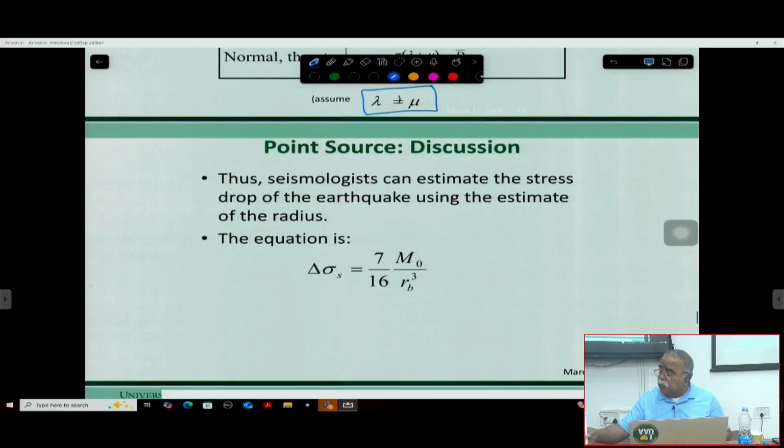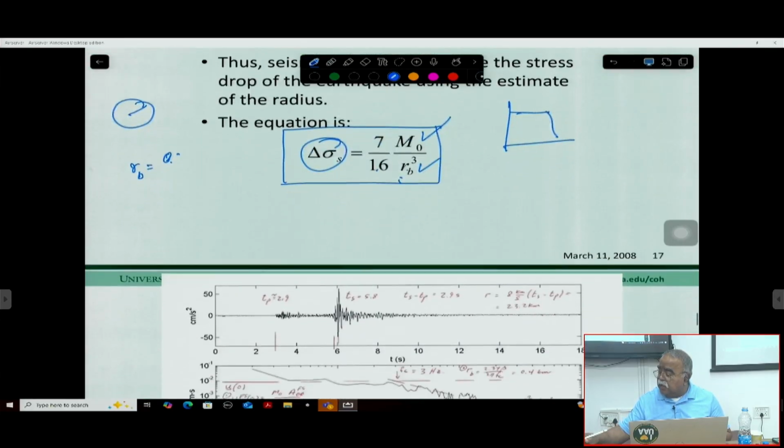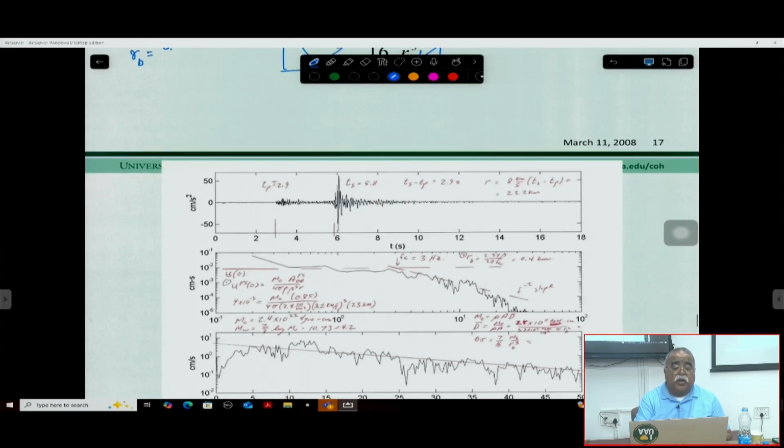But mostly the equation is delta sigma equals 7 by 16 M0 by rb cubed, and rb we have already calculated something around 0.2 beta by fc, or the Brune radius for the rupture will be equal to this. So if you know the Brune radius from the fc values, and you know the moment from the top here, you can calculate how much the delta sigma will be. So this is one of the numerical examples.